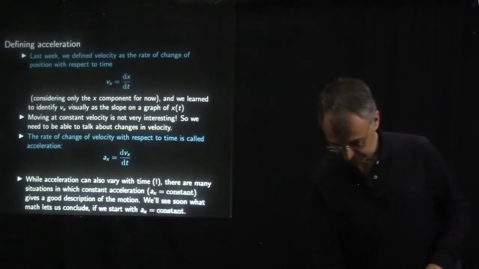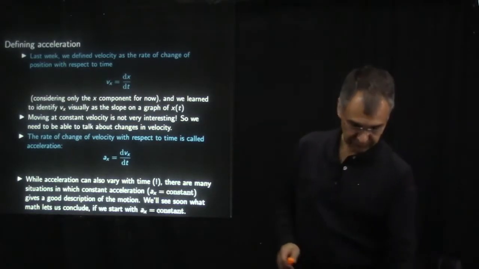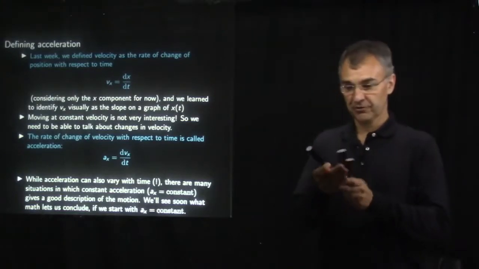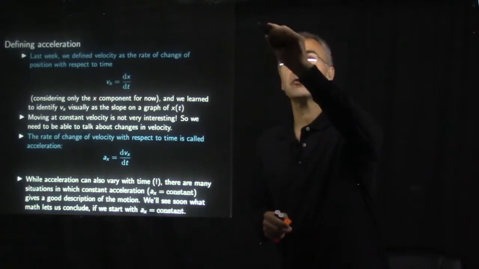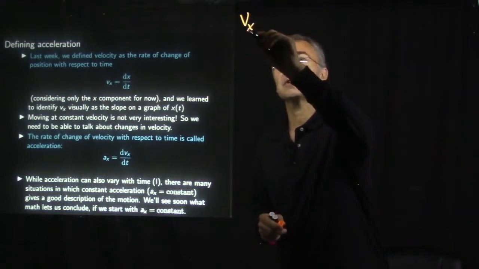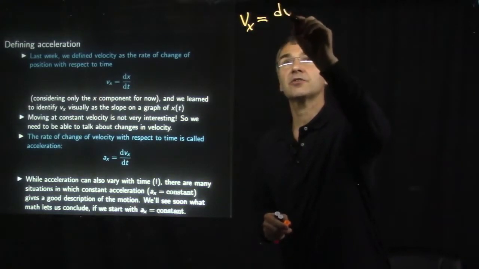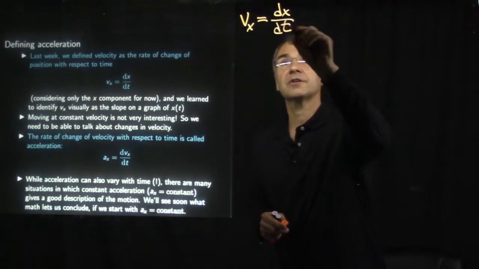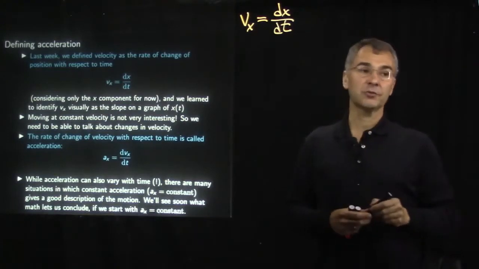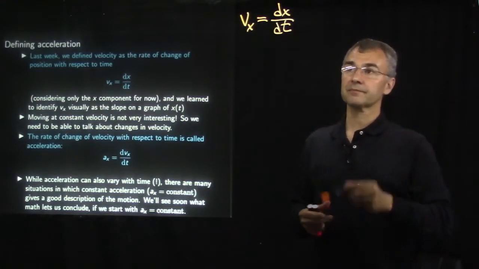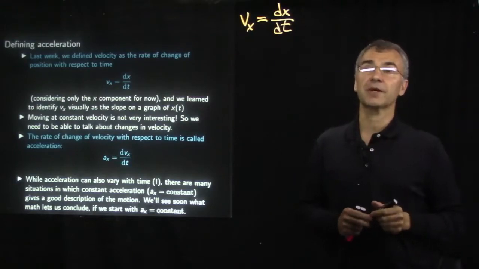And remember, we are dealing only with x components for the first 9 chapters of the textbook. So in particular, last week we saw the x component of velocity is the rate of change of the x component of position with respect to time. So v sub x is dx by dt.